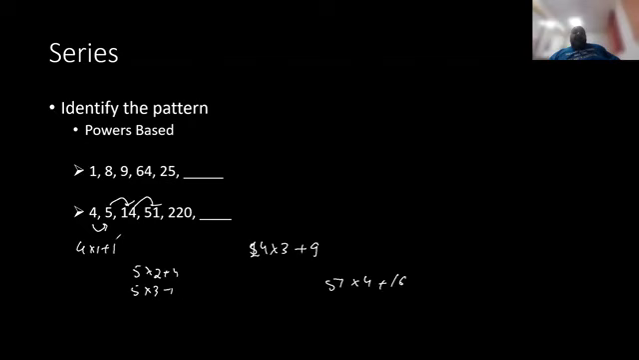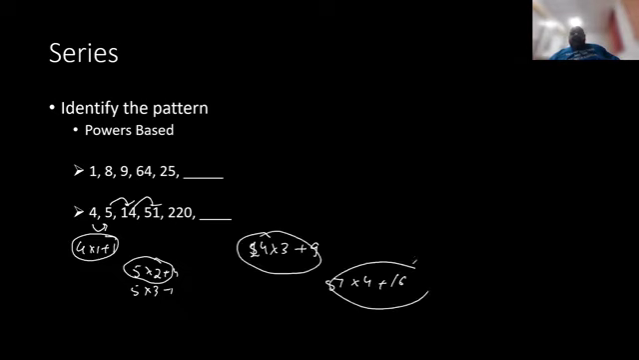So basically it is 4 into 1 plus 1. So from 4 to 5, 5 into 2 plus the square 4, 14. 14 into 3 plus 9. 51 into 4 plus 16. And therefore the next number here will be 220 into 5 plus the square of 25.